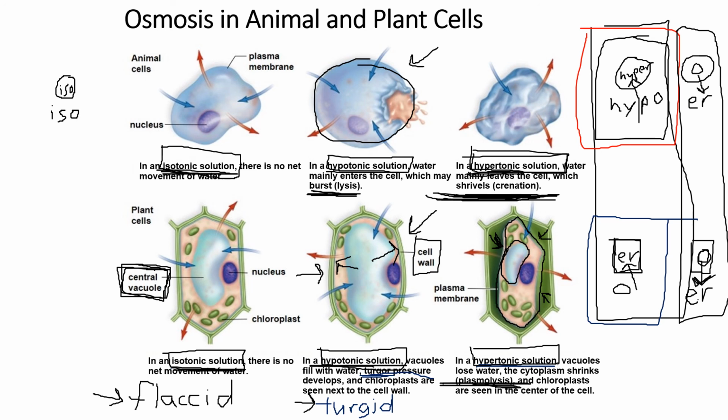So know what happens to animal and plant cells in each type of solution. Be able to predict the movement of water. And remember, water will always go towards the hypertonic compartment. So you always want to label your compartments. So always label the environment and always label the cell. And then you can predict movement.